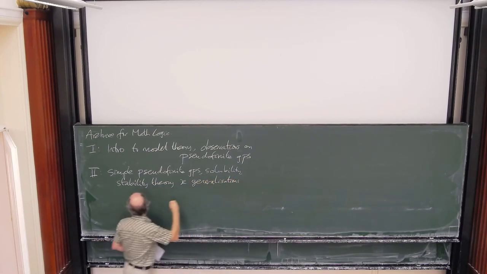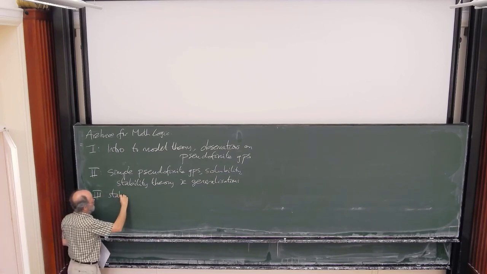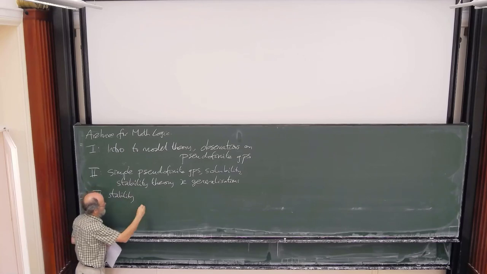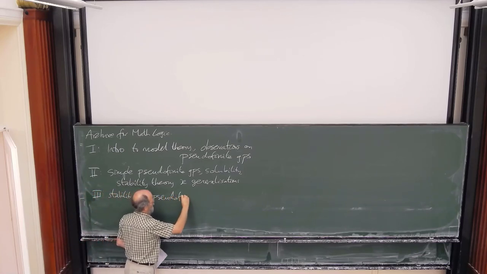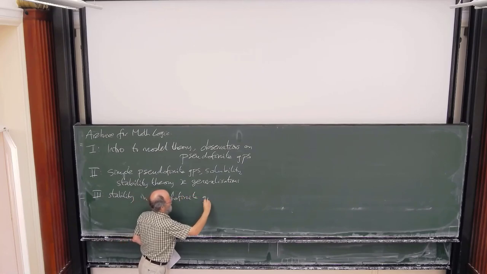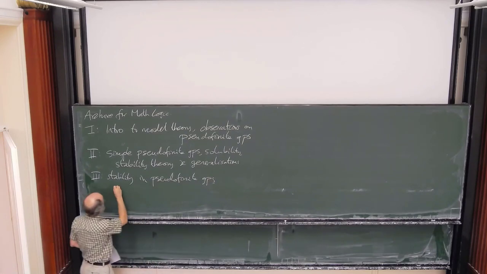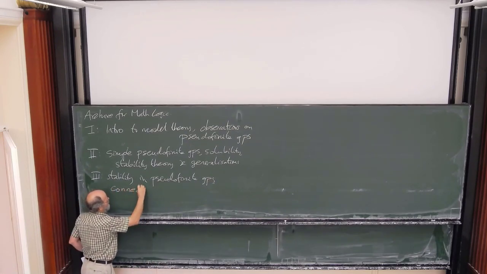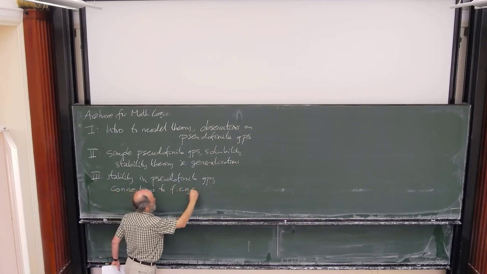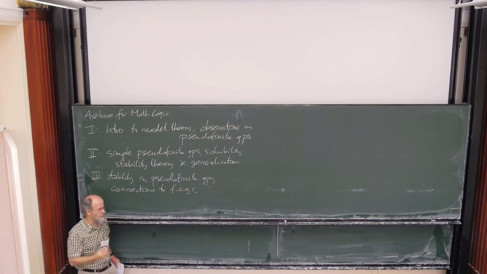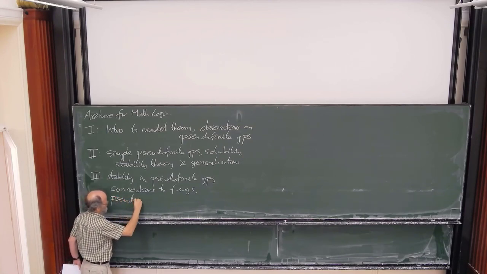And then the third part, I'll say something about stability and related concepts in pseudo-finite groups, and what this says about finite simple groups. So connections to finite simple groups. And also something on pseudo-finite permutation groups. I'm not sure how far I'll get.